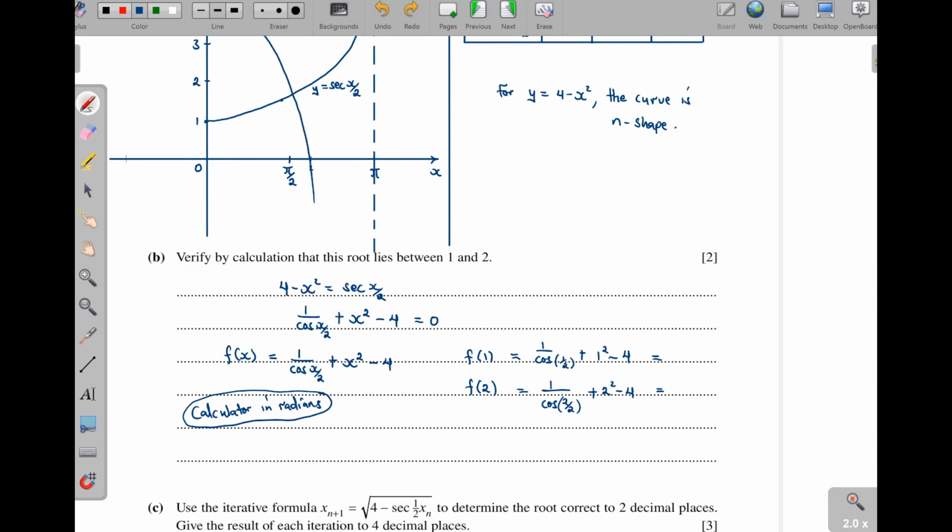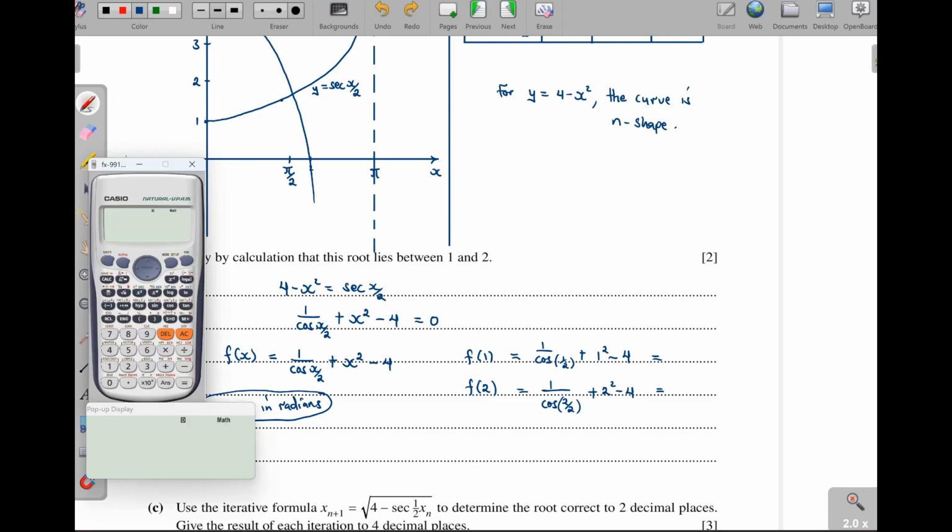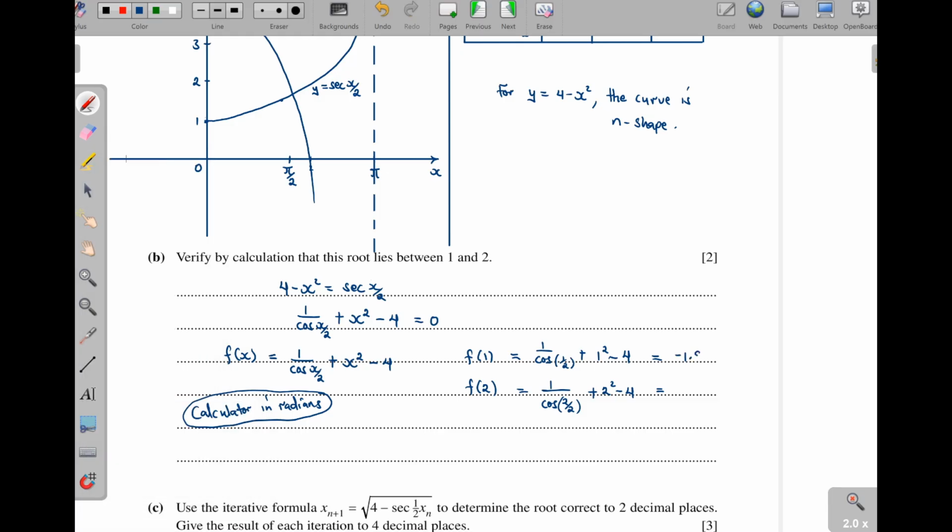One should give us a positive, the other one should give us a negative. My calculator here is in degrees, so I have to convert it to radians: shift, then mode, then rad is 4. Then we have 1 over the cosine of 1 over 2. Then after that, we have plus, of course, 1 squared, that is a 1, minus the 4, that will be a negative 3. So minus 3. This one is going to be negative 1.8605, and the rest of the figures that come forth.